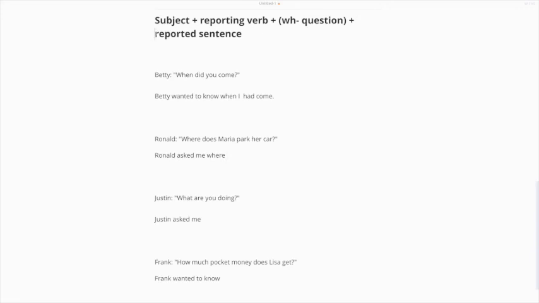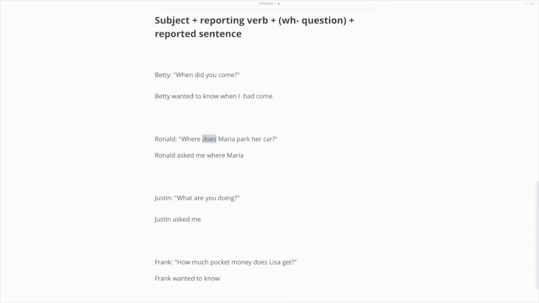Now the reported sentence. Now remember, affirmative word order. First, we're going to need the subject. Who is the subject of the sentence? In this case, it's a third person, Maria. So Ronald asked me where Maria. That's the sentence. Now, what is the tense that we're going to use for this? Where does Maria park her car? So with this, we know we're using simple present.